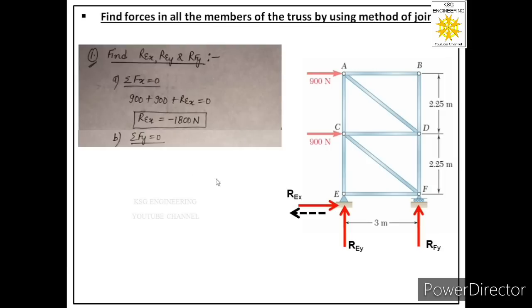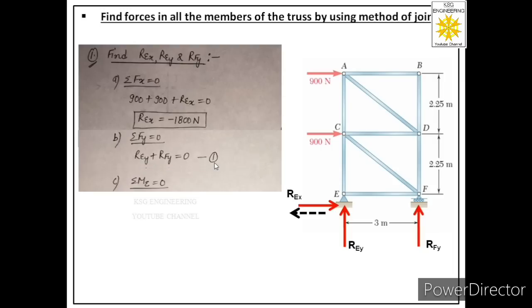Now after this we will apply the second equation, that is summation Fy equal to 0. So let us see how many forces are acting in Y direction. There are 2 forces, REy and RFy. It means our equation will be REy plus RFy equal to 0 because both are acting in upward direction, so we have to assume their sign positive. And this is a single equation. In this equation we have 2 unknowns, so we cannot solve it. So let us call this equation as equation number 1 for time being.